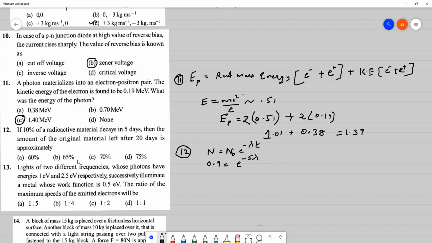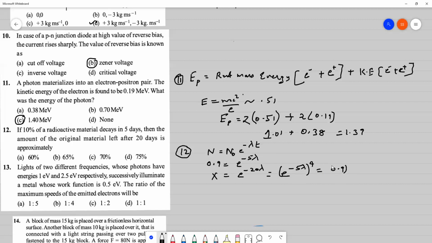And the second sentence, they are asking you how much original material is left after 20 days. So that one we know, I'm having it as x. X is equal to e power minus 20 lambda because 20 days is given. 20 lambda can be written as e power minus 5 lambda, the whole power 4, which is nothing but e power minus 20 lambda. So e power minus 5 lambda value already I know to be 0.9. So this will become 0.9 the whole power 4.